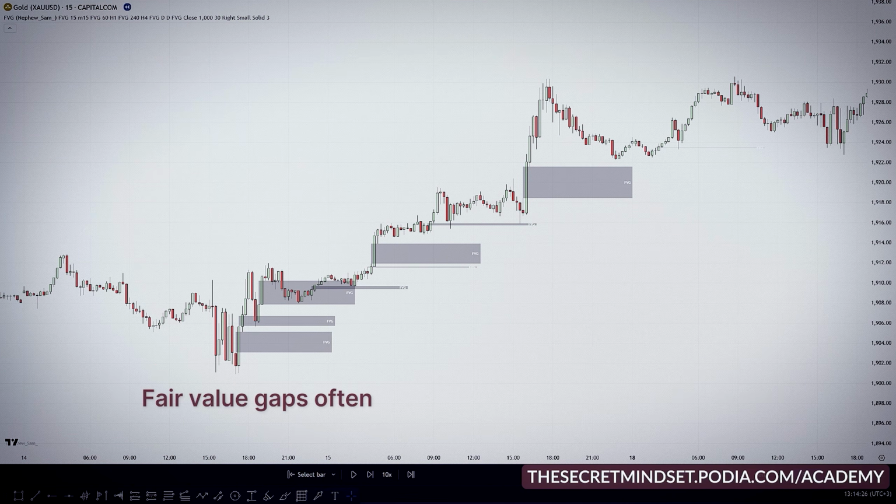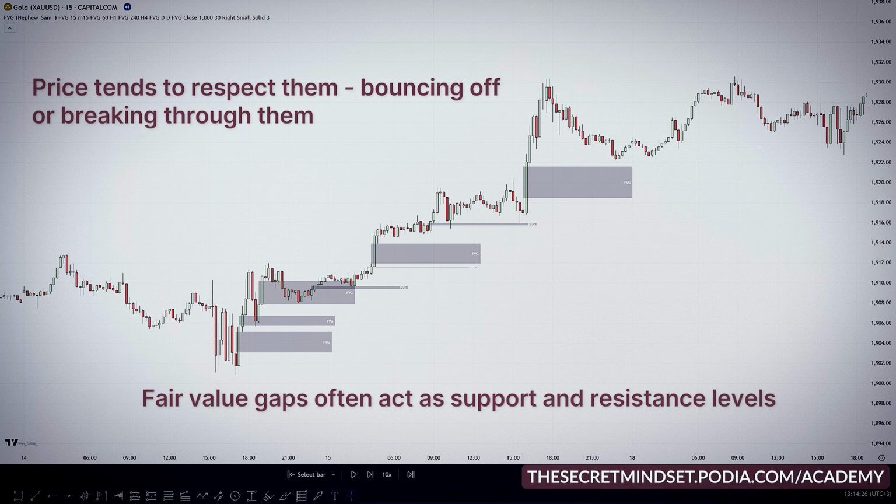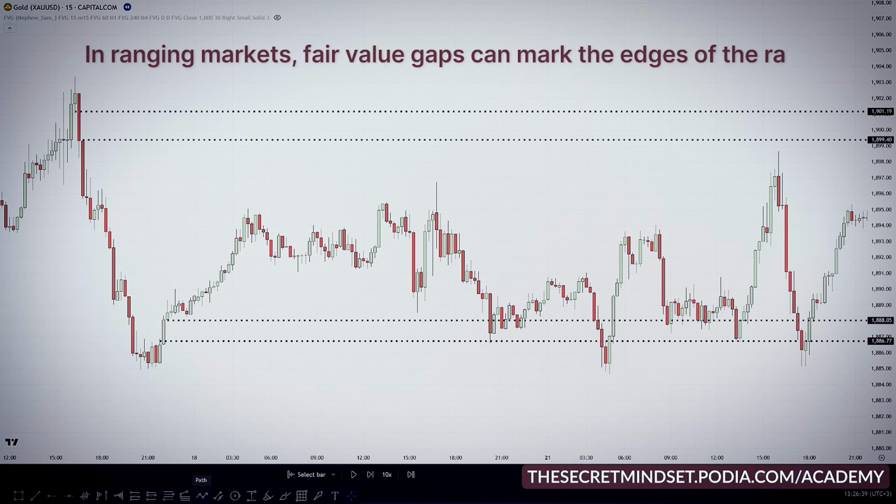Remember, structure is all about support and resistance levels. Fair value gaps often act as these levels. Price tends to respect them, either bouncing off or breaking through them with force. In ranging markets, fair value gaps can mark the edges of the range. Price might bounce between these gaps, creating a clear structure to work with.